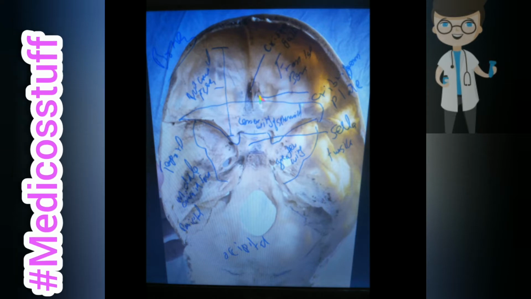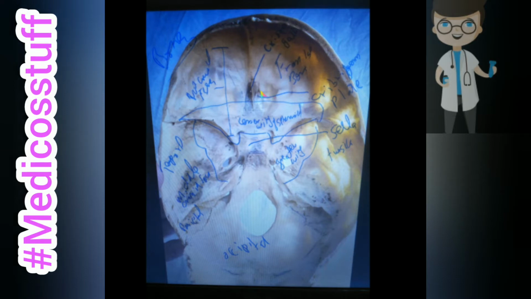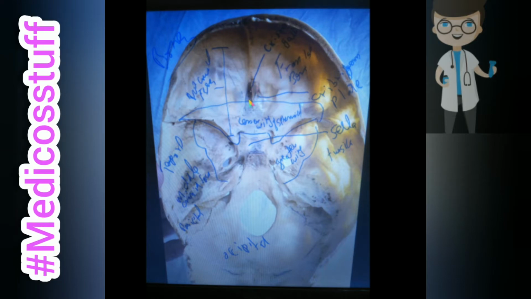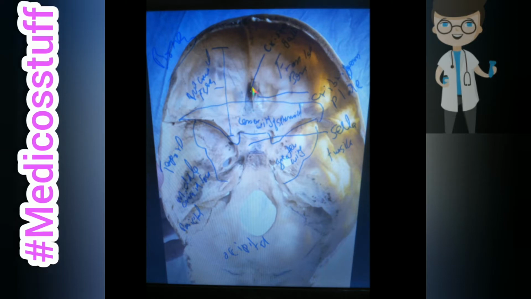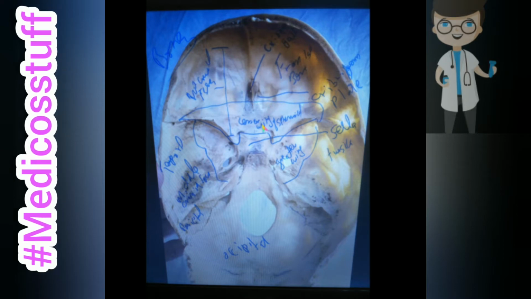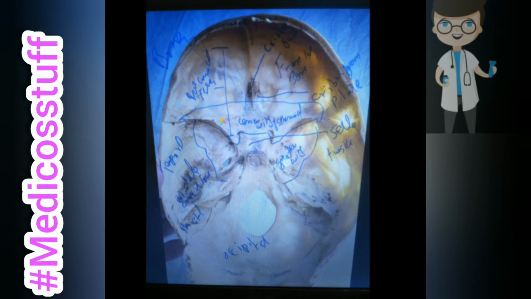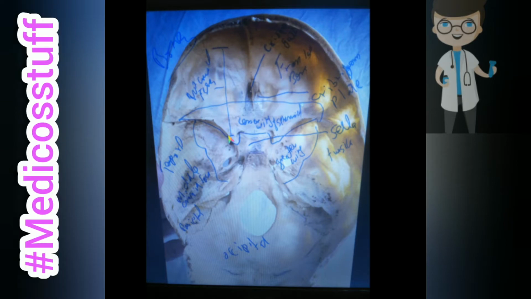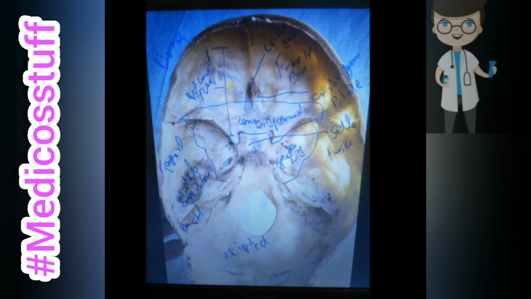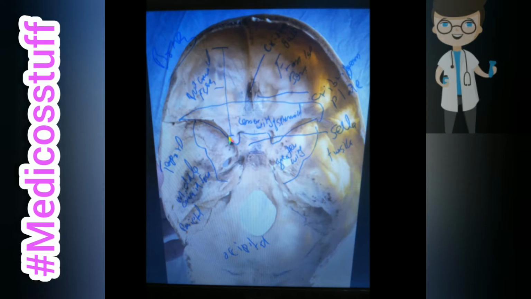Then the sides of the line are known as the cribriform plate. So the middle line is the crista galli, and the sides are known as the cribriform plate, and the whole of this is the frontal bone. This whole part, up to the point where you can see my arrow, is known as the anterior cranial fossa.